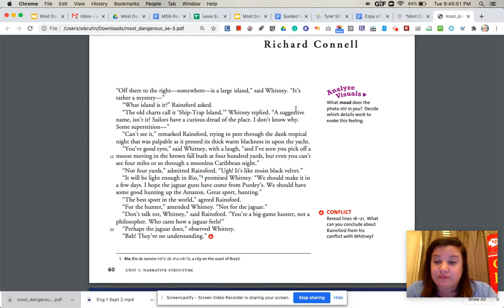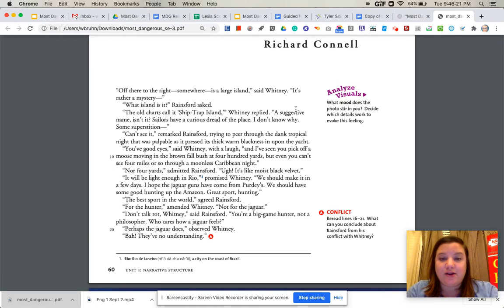So you have your 2 main characters, right? Rainsford and Whitney. There's my 2. Now, these are 2 men, okay? Whitney and Rainsford are their last names, so don't get confused. Every year I have somebody that writes this big long answer about the girl on the boat, and there's no girl on the boat. Whitney is a man, that's his last name, okay? And Rainsford is his last name. So they are big game hunters.